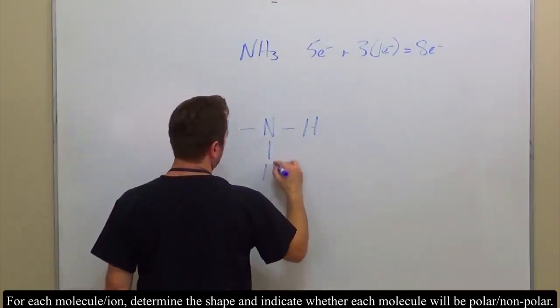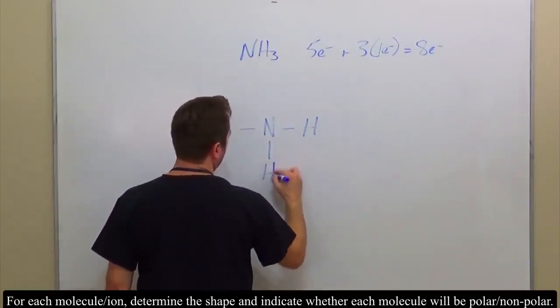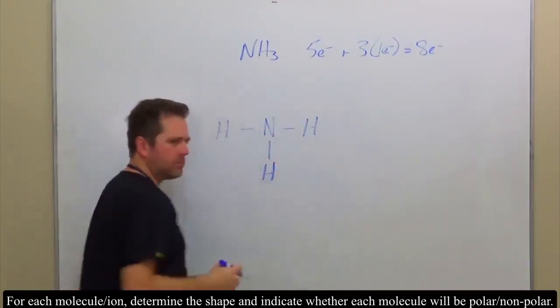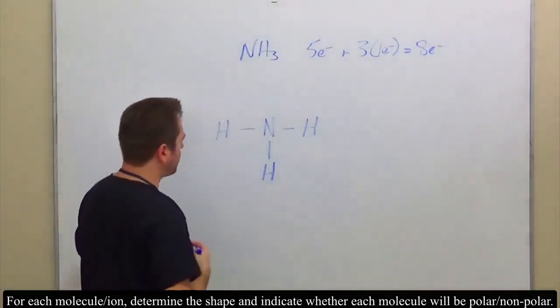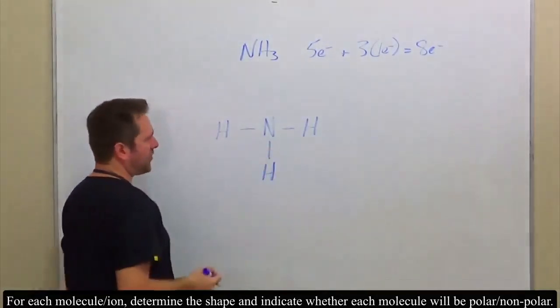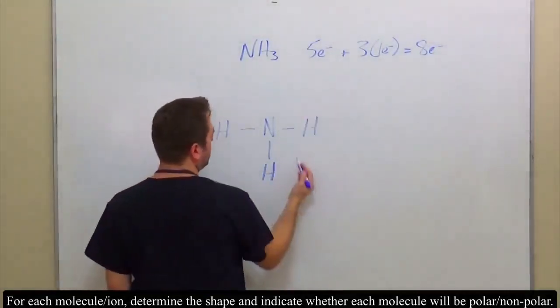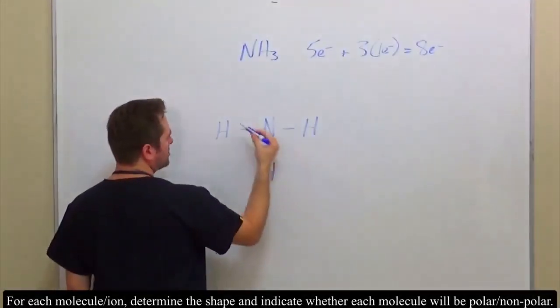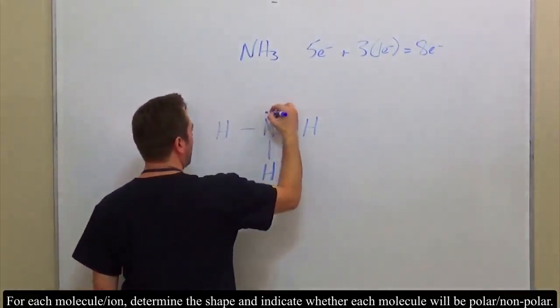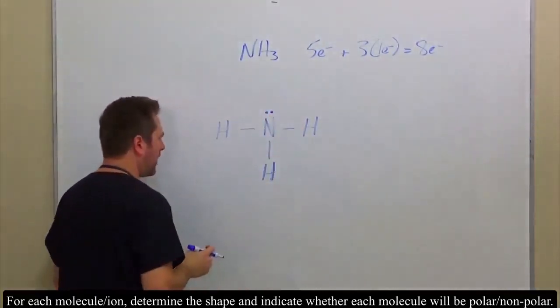Remember, hydrogens only are satisfied when they have a duet, just 2 electrons in their outermost shell. All these hydrogens are satisfied at this point, but what about the nitrogen? It wants an octet, and technically we need it because we've only accounted for 2, 4, 6 electrons, now 8. It has to have this lone pair.